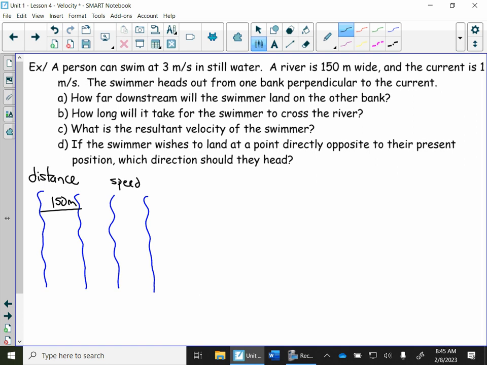Okay. The person can swim, vector, at 3 meters per second. The current is going to push them downstream, so it's going to go down at 1 meter per second. So we've got a scalar problem, distance, and then we have a speed problem, which is our vector situation here.